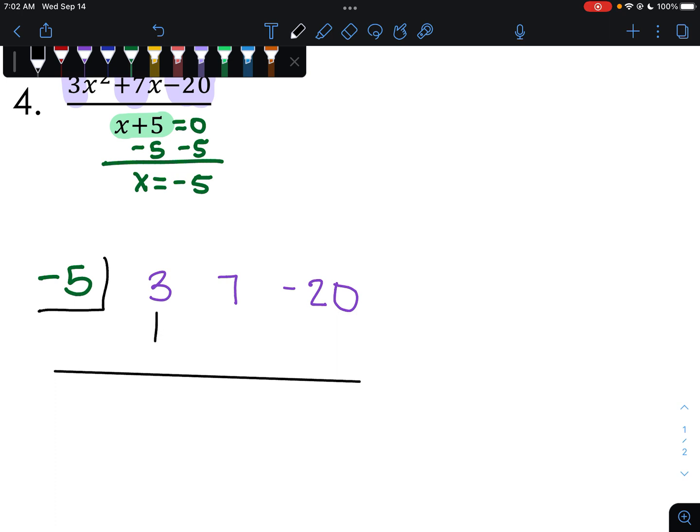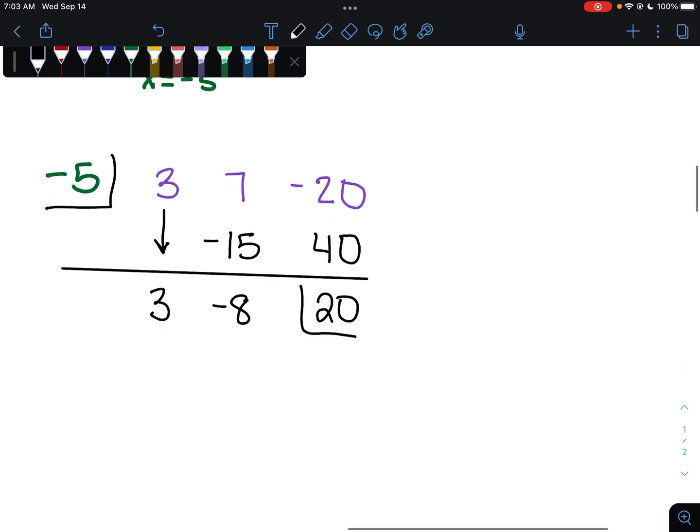So here we go. We drop down our first term, which is 3. It's below the line, we multiply. -5 times 3 is a -15. It's above the line, we add. 7 minus 15 is a -8. It's below the line, we multiply. -5 times -8 is a positive 40. We add down. -20 plus 40 is a positive 20.